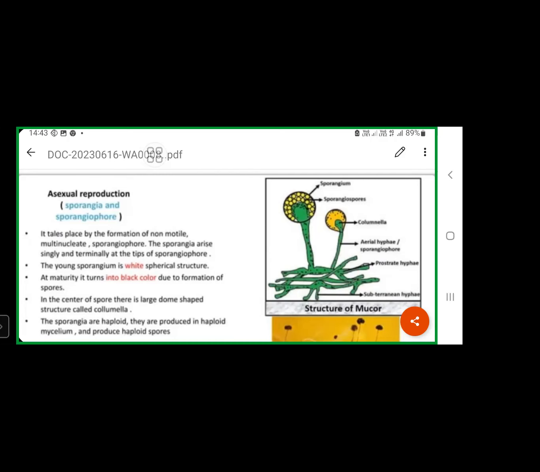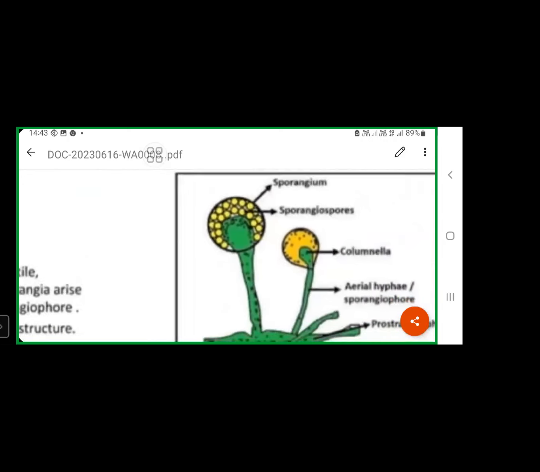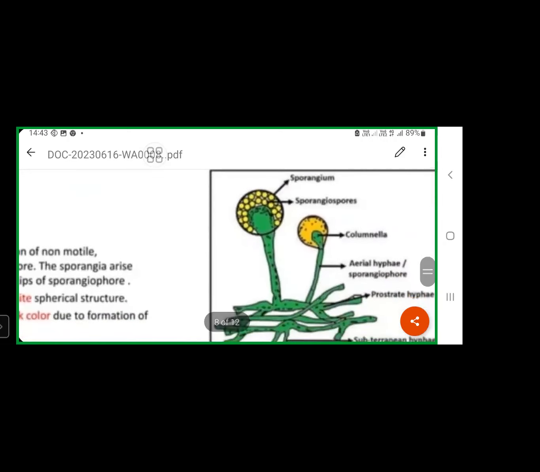Actually, this columella is a semicircular shaped structure or dome shaped structure. You can see columella in this diagram, on the right side image. So one dome shaped or semicircular shaped structure will develop inside this sporangium. That columella is separating the peripheral region from the central region. Once this columella is formed, it separates the two portions, the peripheral portion and the central portion.